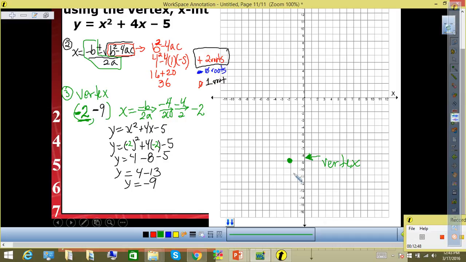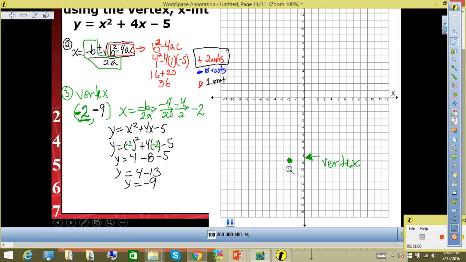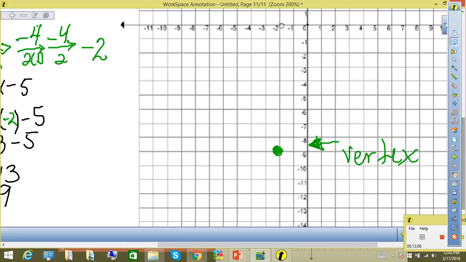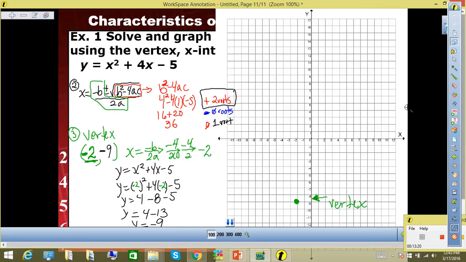Negative 2, negative 9. Are we there? Can you guys see from back there? Okay. Do I zoom in? Negative 2, negative 9 is right here, and that's the vertex. Are we there? Okay.